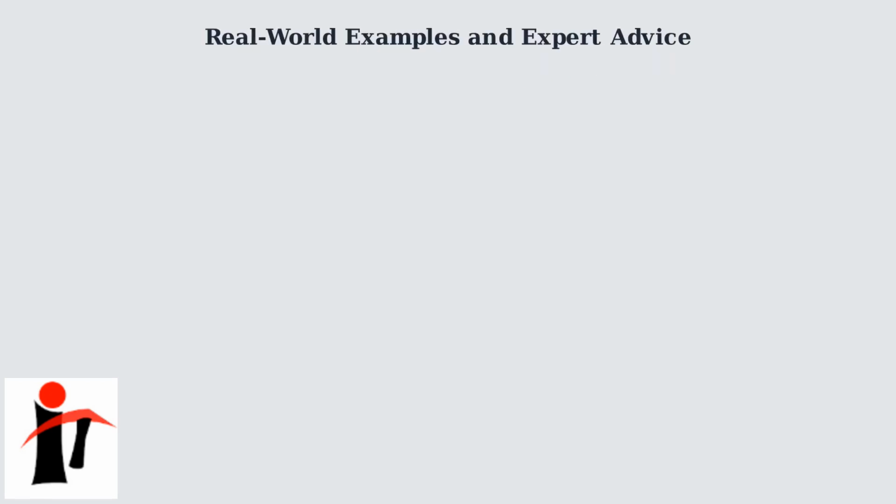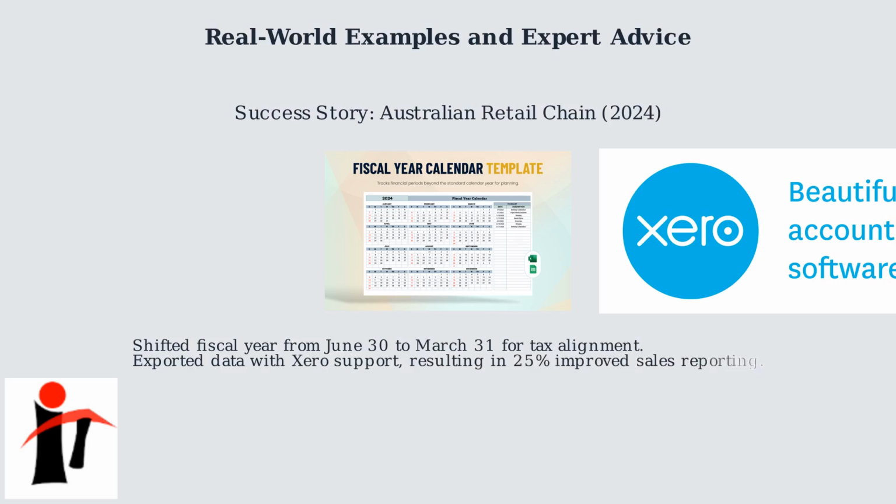Let's explore real-world examples of companies that have navigated fiscal year changes in Xero, along with expert insights and key statistics. An Australian retail chain successfully changed their fiscal year end from June 30th to March 31st in 2024. Using Xero's support-assisted process, they exported their data to a new organization, which led to better tax alignment and a 25% improvement in sales reporting accuracy.